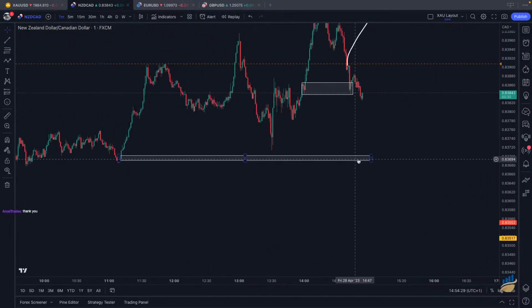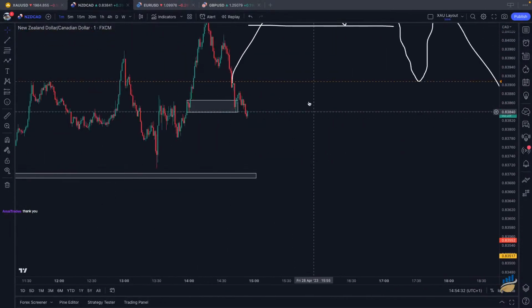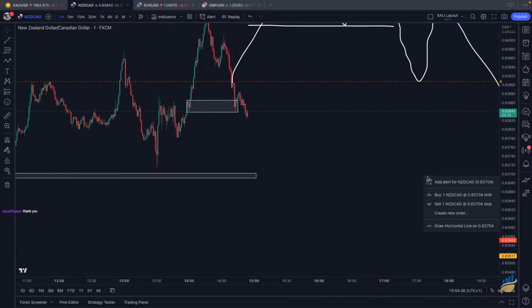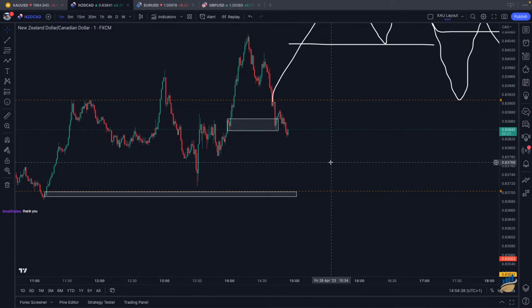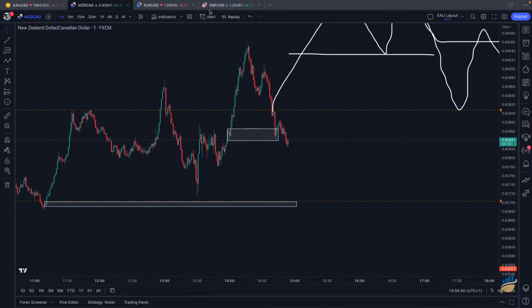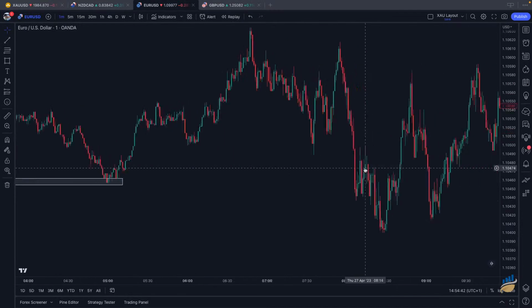So realistically, we want to see price react from this zone here. So I'm going to set a new alert. I'll leave that one there. I'm just going to set another new one here. And I want to see price react from there. Going back to Euro USD.